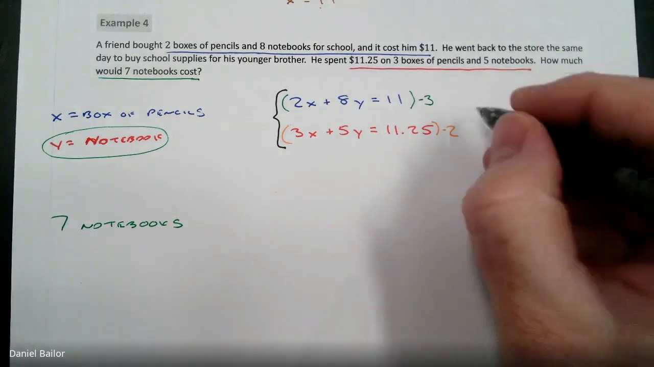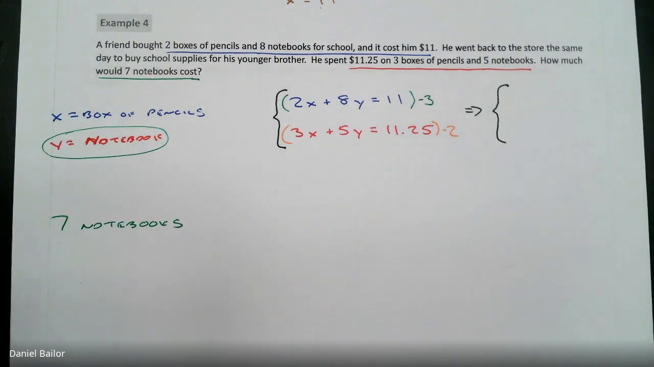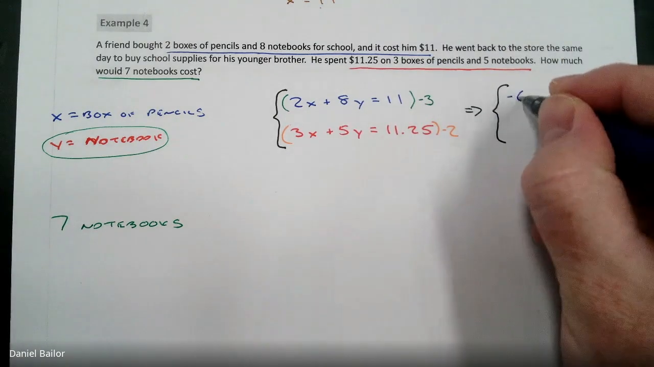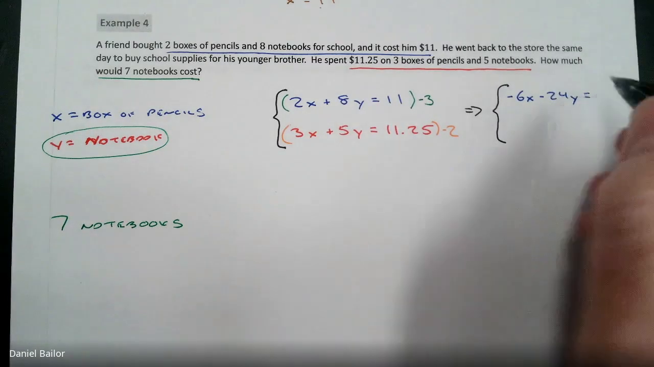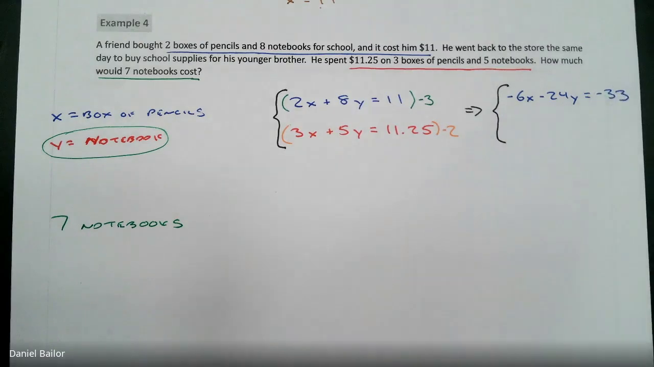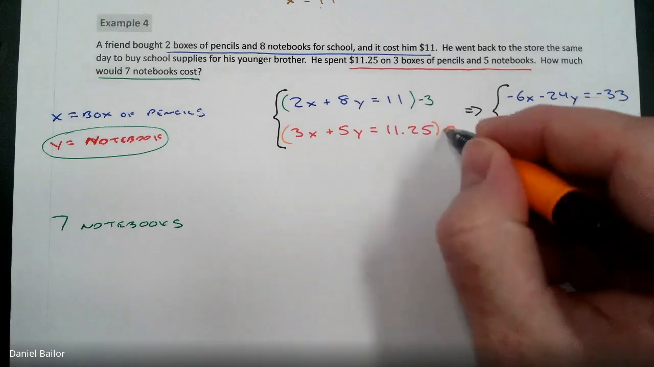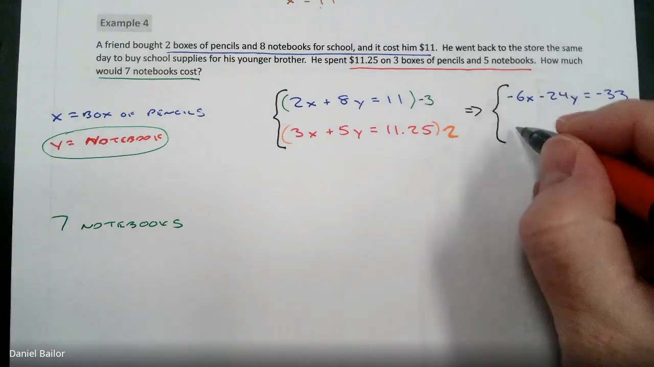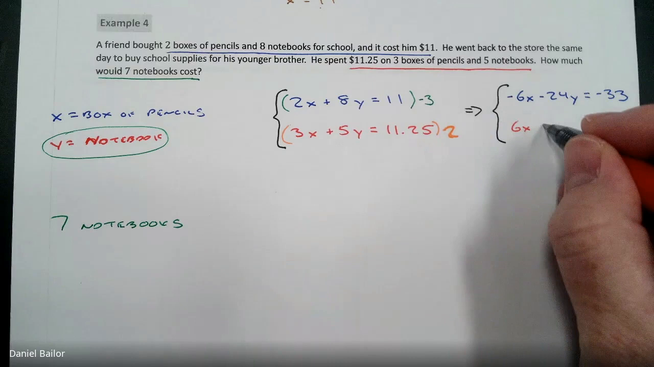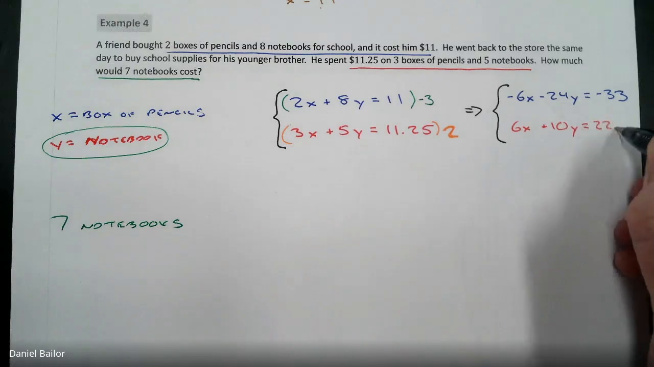Let me show you what I just did. I get 2x times -3 is -6x. 8y times -3 is -24y. And 11 times -3 is -33. And then the other equation changes. I'm sorry, I'm not doing -2. I just want to do +2. I'm sorry, I made a mistake. I'm multiplying the top one by -3 and this one by 2. 3x times 2 is 6x. 5y times 2 is 10y. And 11.25 times 2 is 22.5.